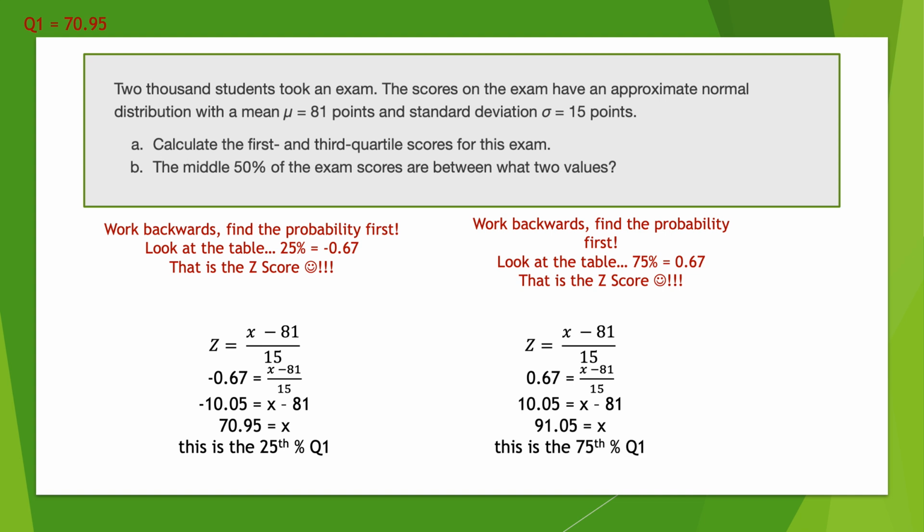So that's the 75th percentile, also known as quartile 3. It says quartile 1. Please know it's quartile 3. And I put these scores up here right now. Quartile 1 is 70.95. Quartile 3 is 91.05. I didn't put 91.05 there. Please keep in mind, this right here should say 91.05. Okay.